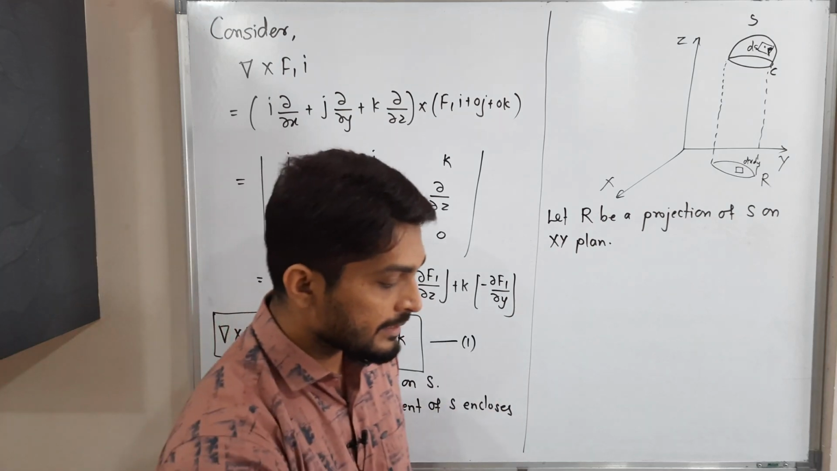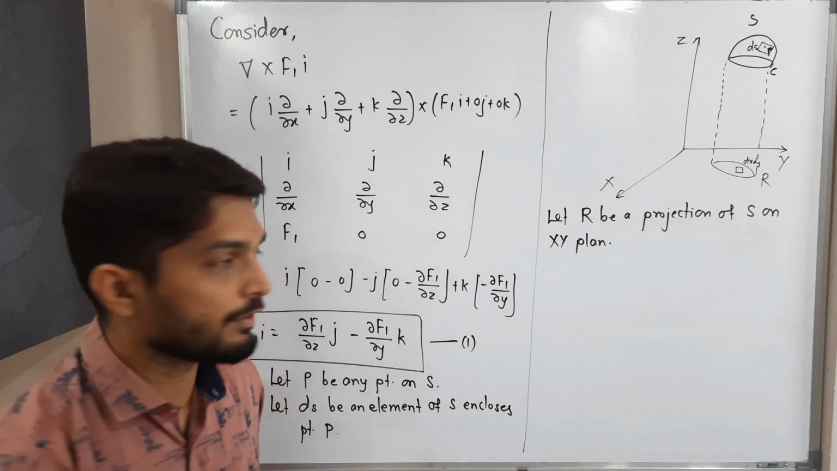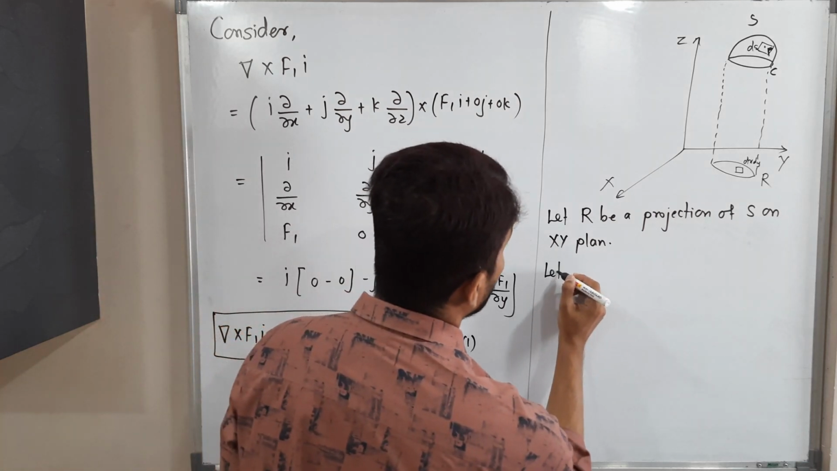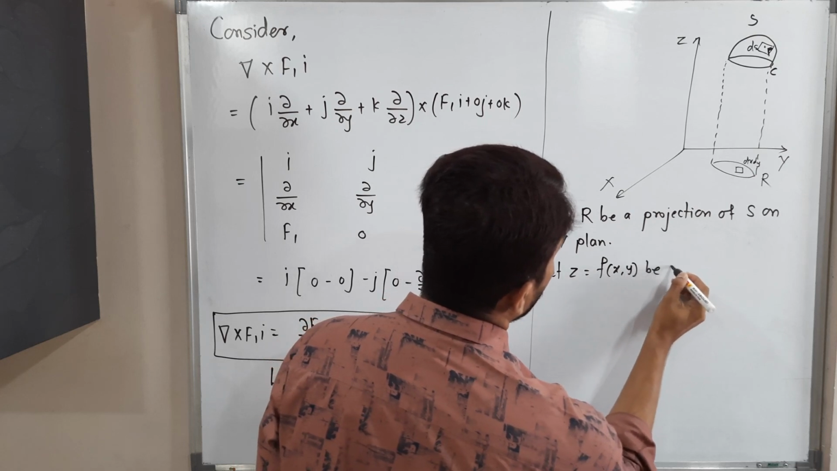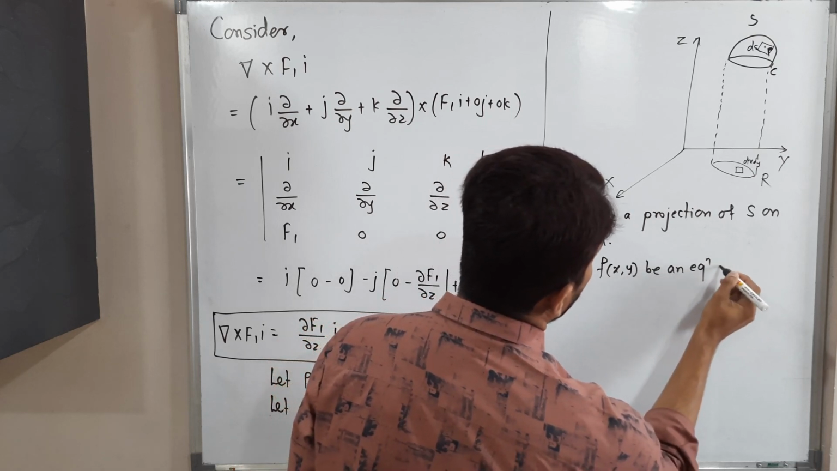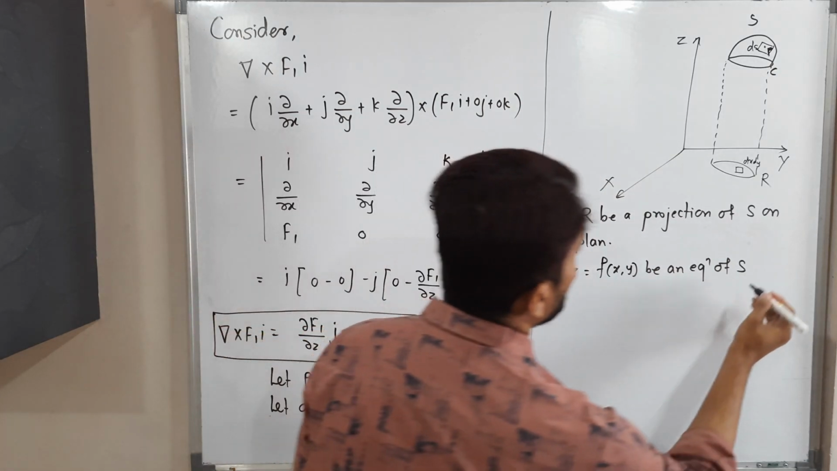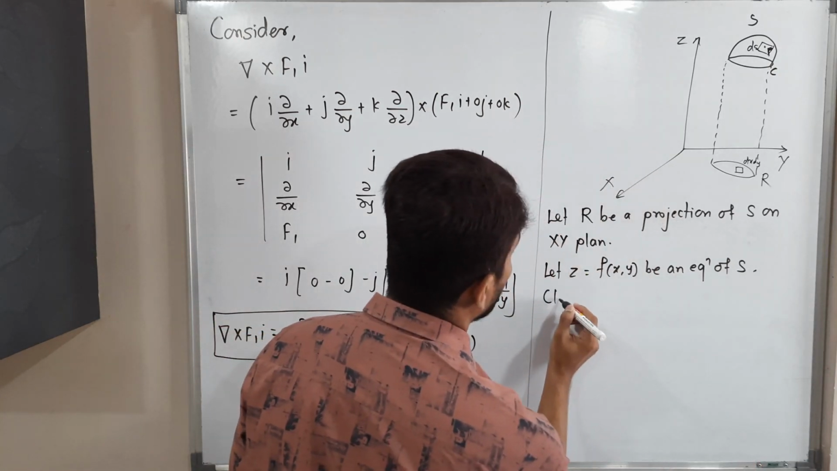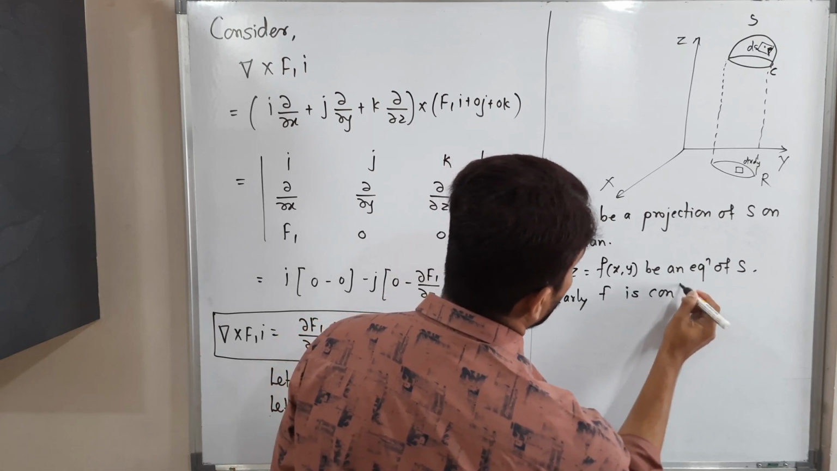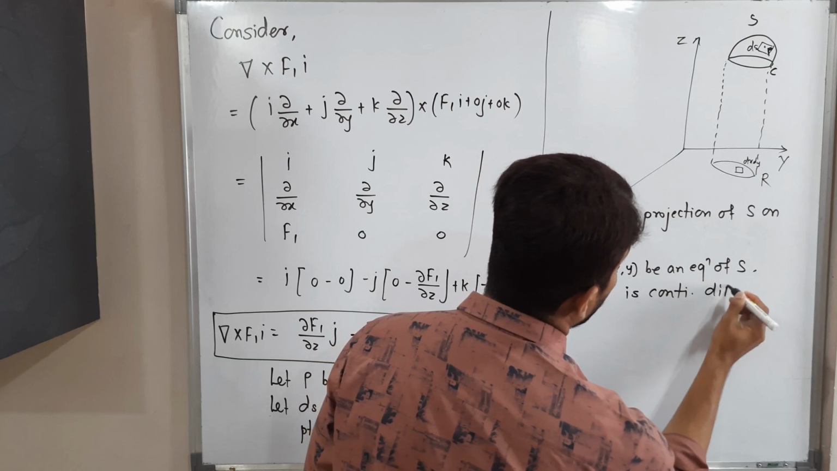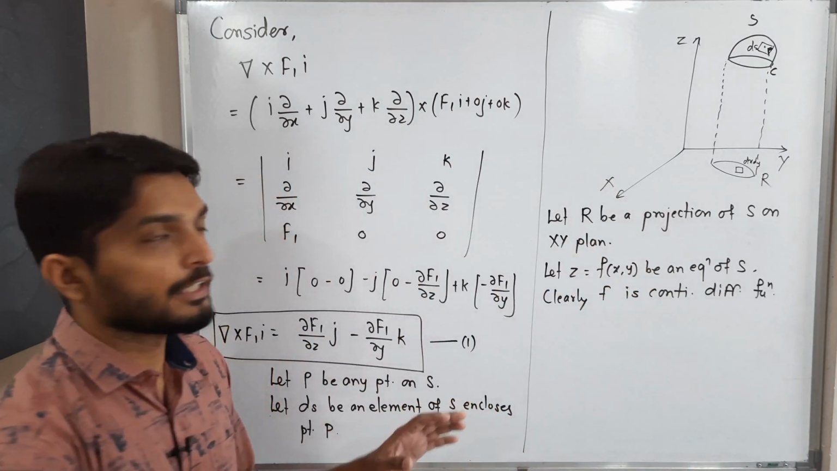That surface S also has some equation, so I am calling it z is equal to f of x, y. So let z is equal to f of x, y be an equation of S. Obviously f is continuously differentiable. Clearly, f is a continuously differentiable function.